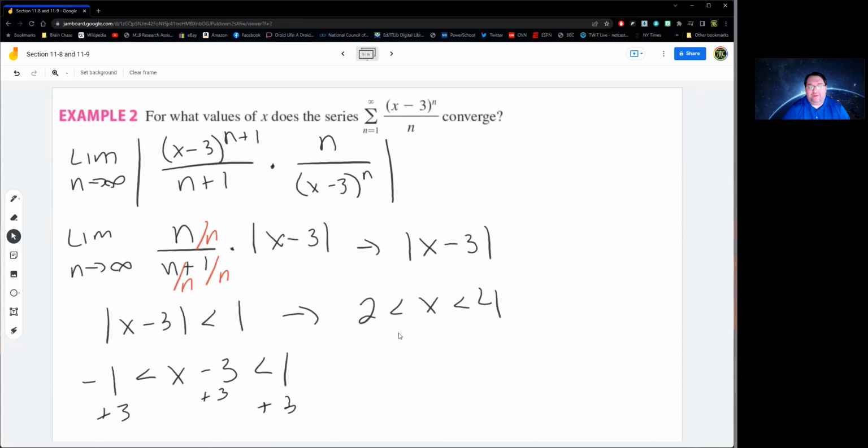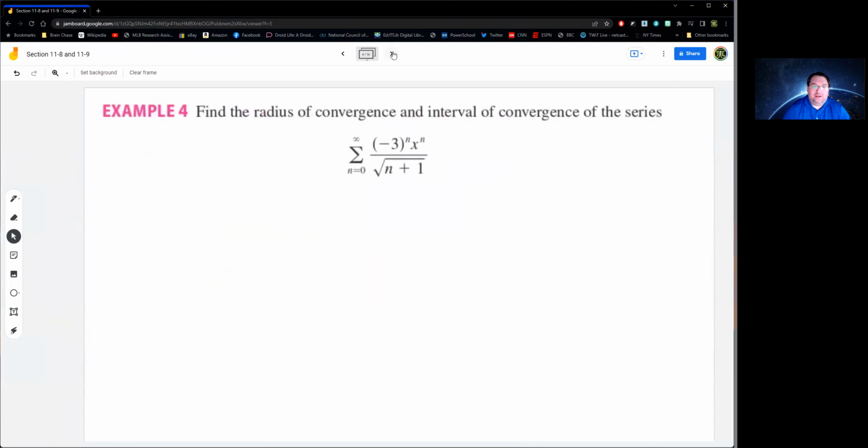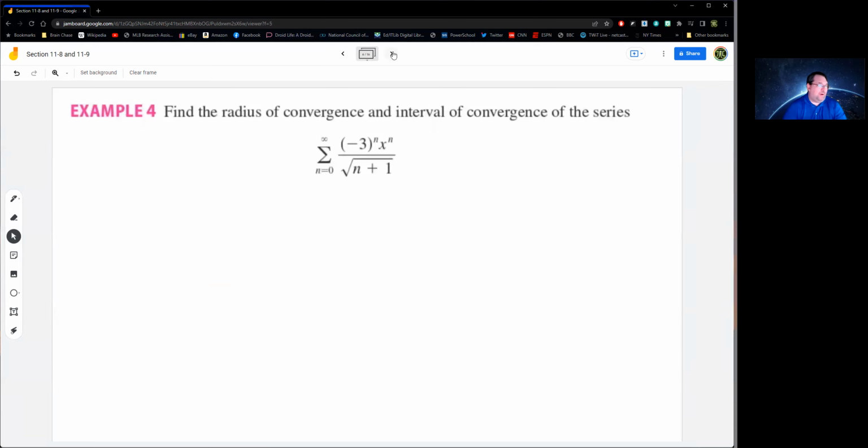Think about radius and diameter. The diameter of this was 2. The radius is 1. So you could figure that part out before you actually do the actual problem and come up with the range. All right, let's look at this one.